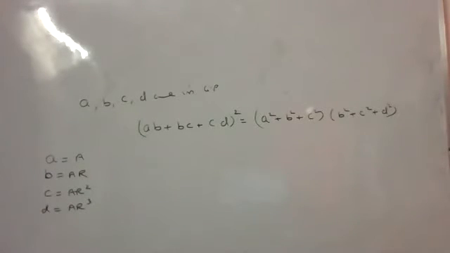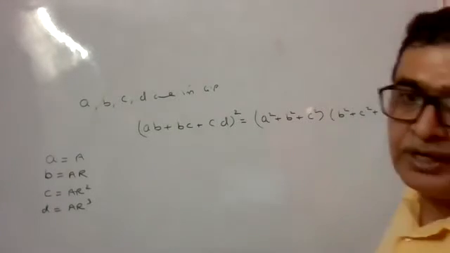AB plus BC plus CD whole square equals A square plus B square plus C square into B square plus C square plus D square. You have to prove it.